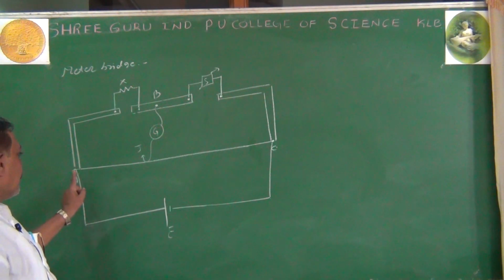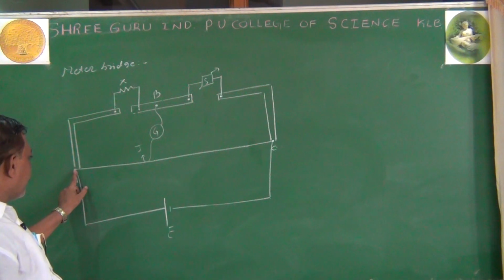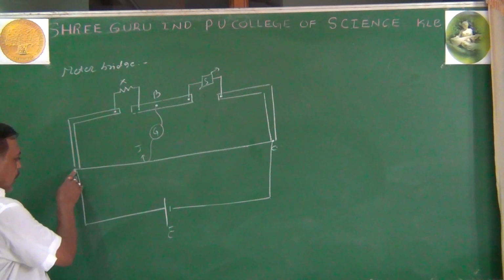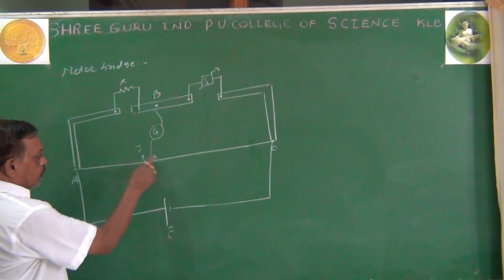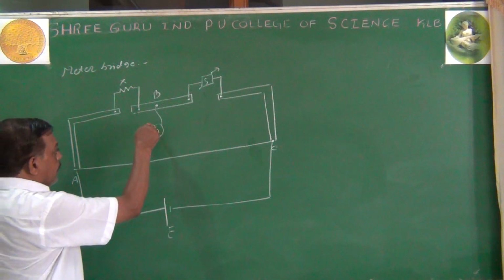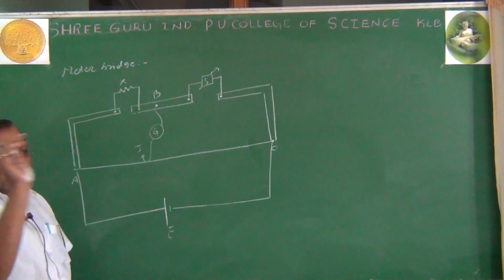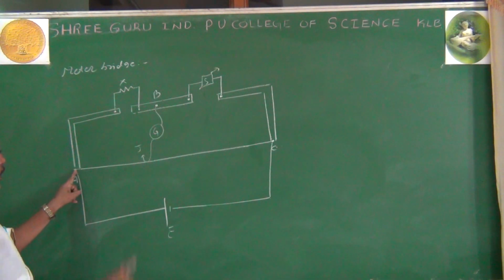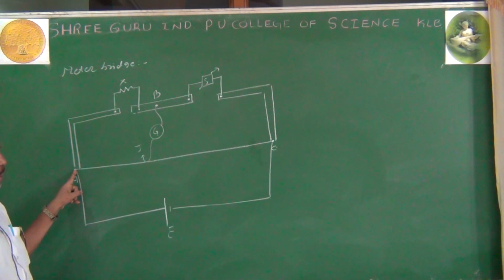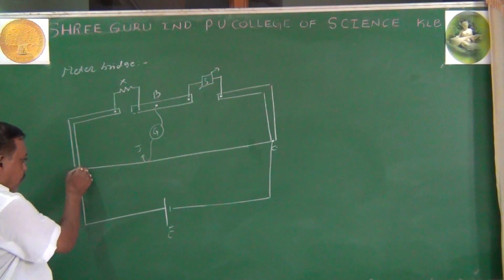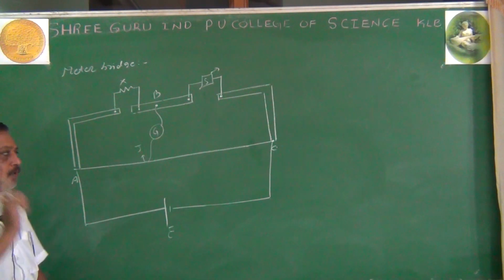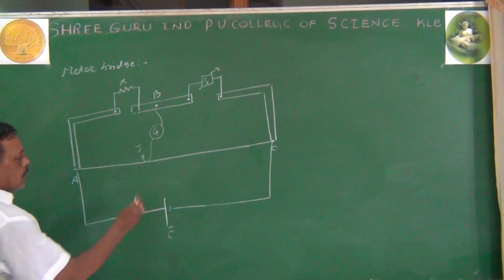Then you slide the jockey from the end A on the wire, and go on sliding the jockey on the wire till the galvanometer reads zero deflection. If you place it here, it shows the deflection on the opposite side. I go on sliding the jockey on the wire. How long? Till the deflection in the galvanometer reads zero. Now this is the point where the deflection reads zero.